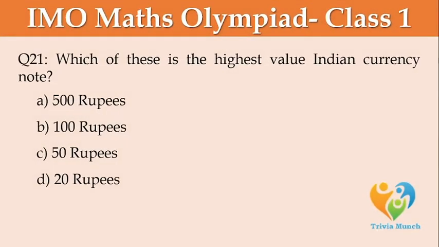Which of these is the highest value Indian currency note? Option A 500, option B 100 rupees, option C 50 rupees, option D 20 rupees.